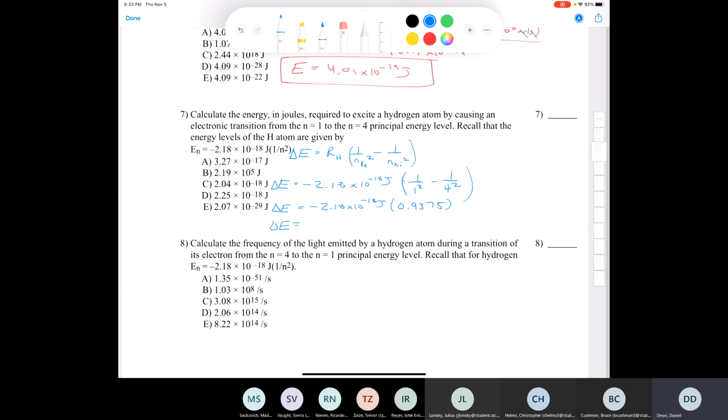I mean, you could write it as delta E, you could write it as E. I mean, it's the amount of energy that's required for this transition. It's going to be equal to 2.04 times 10 to the minus 18 joules, like that. All right, so here's the amount of energy that is required.